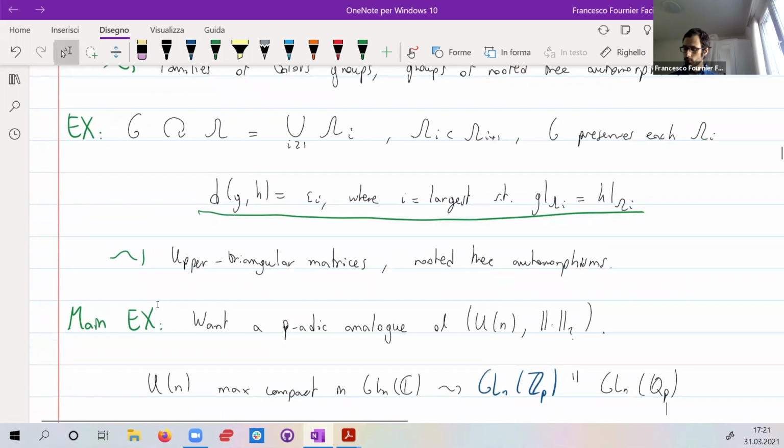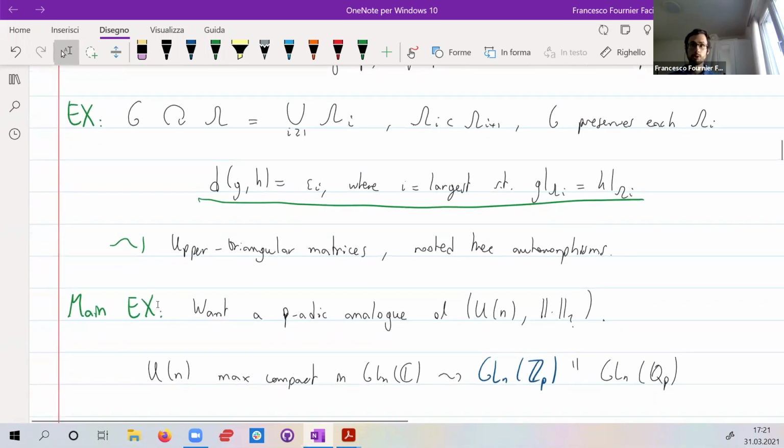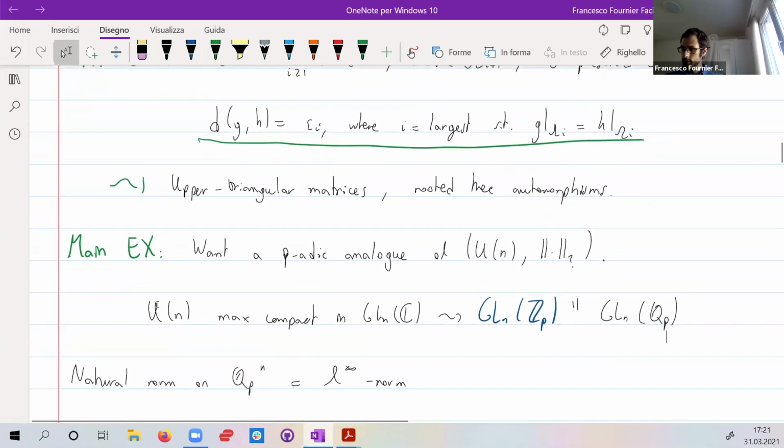Okay, and then when I want to choose the norm, first remember that for all of the norms that we mentioned before, the starting point was the Euclidean norm on C^n, and that is how you produced all of the different norms. So what is the natural norm on Q_p^n now? Well, it is the L infinity norm, because we want it to stay non-Archimedean.